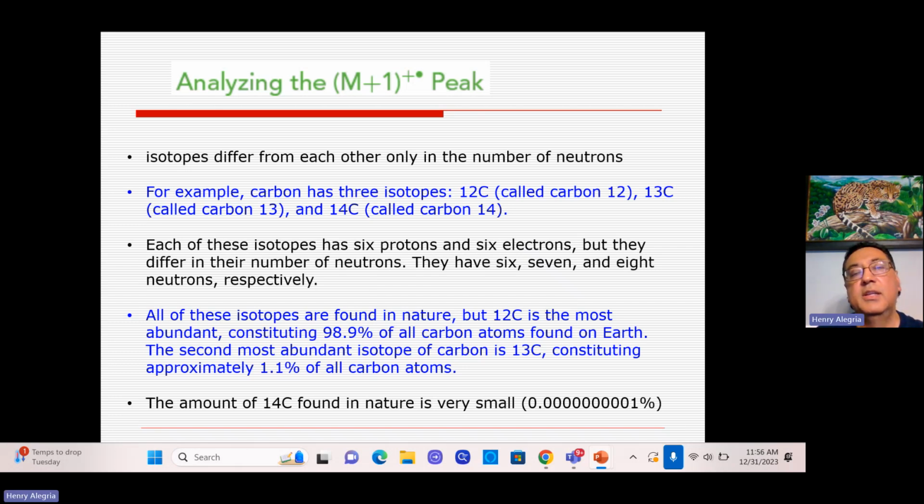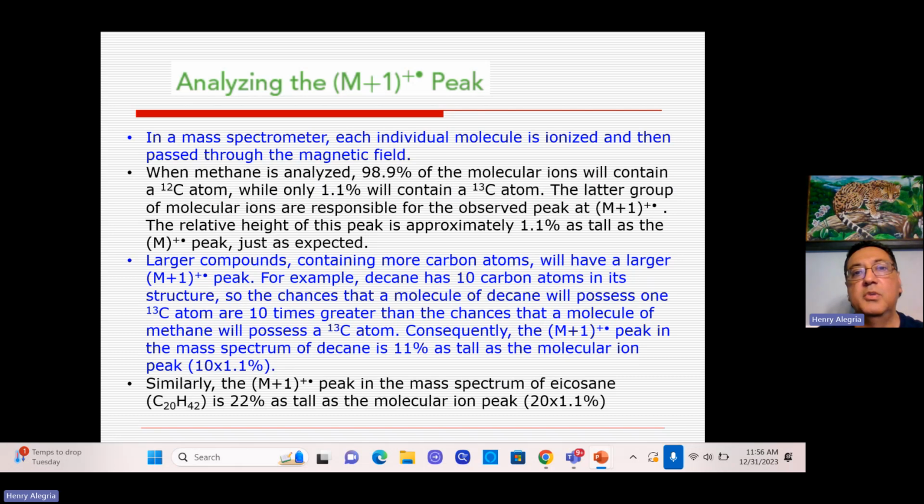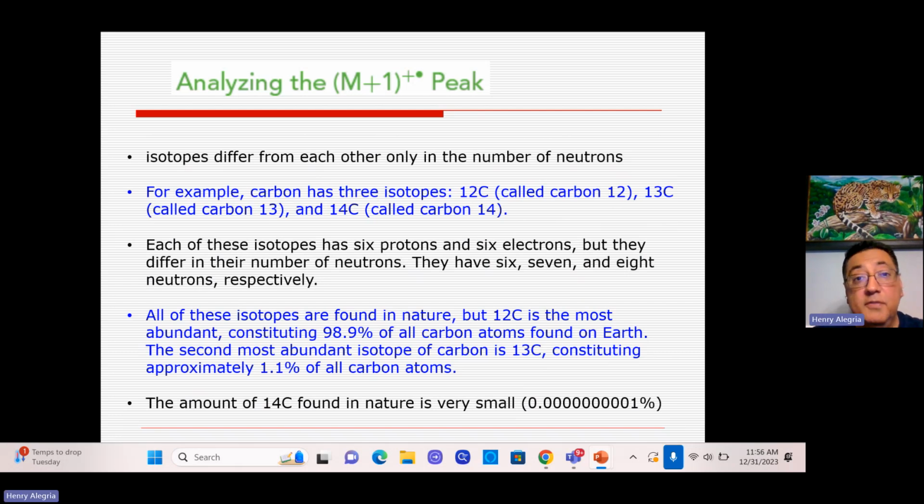So if we're looking at carbon, there are three main naturally occurring isotopes of carbon: carbon-12, carbon-13, and carbon-14. Of these, carbon-12 is the most abundant. It makes up 98.9%, and carbon-13 is the second most abundant at about 1.1%. Carbon-14 is far, far less abundant, and I'm showing you in the last bullet point what percentage it constitutes. For purposes of the calculation here, it doesn't really play a part. So remember, the key is that the two most abundant naturally occurring isotopes of carbon are carbon-12 and carbon-13. Carbon-12 makes up 98.9% of all carbon atoms on Earth, and carbon-13 makes up 1.1% of all carbon atoms on Earth.